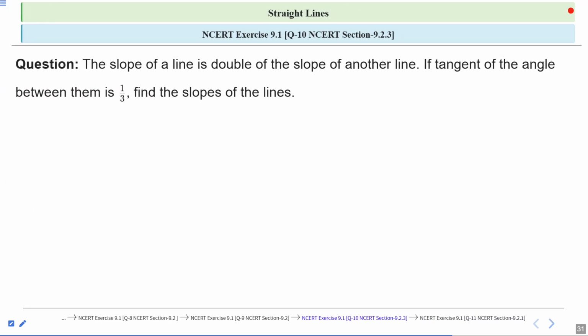In the next question, we are given that the slope of a line is double the slope of another line. If the tangent of the angle between them is 1/3, find the slopes of the lines. We have been given some information and we have to find the slopes of the lines. The slope of one line is double the slope of the other line, and the tangent of the angle between them is 1/3. Then we have to find the slopes of the lines.